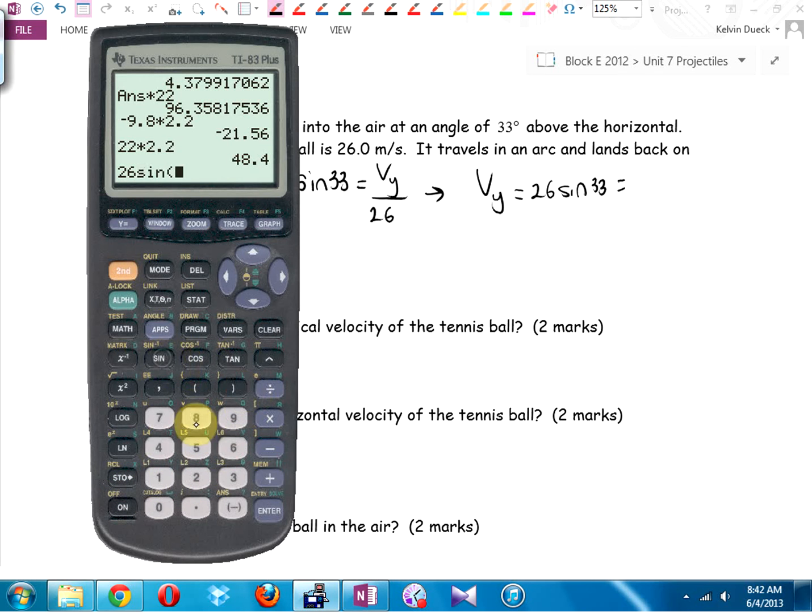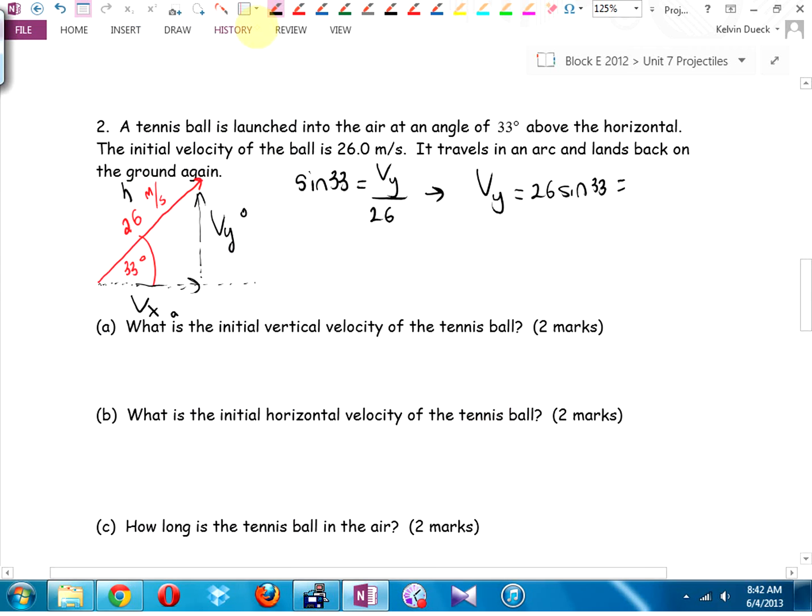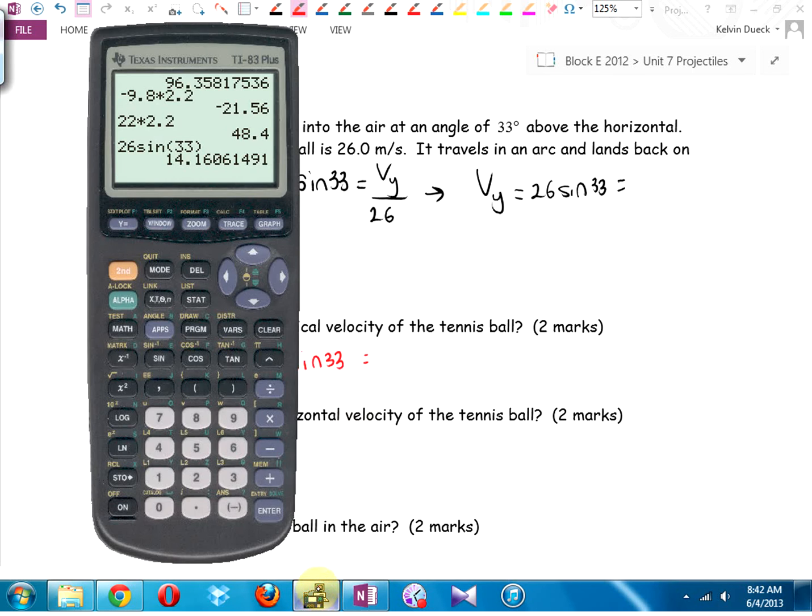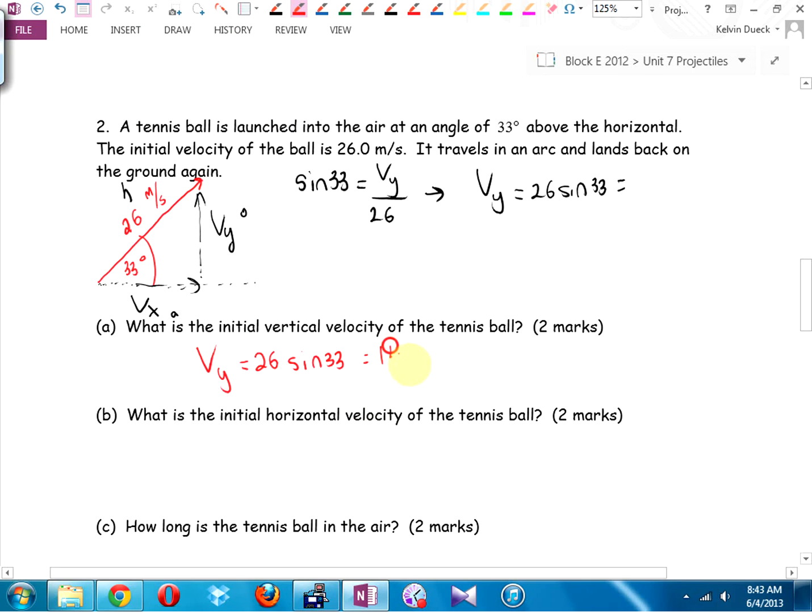26 sine 33, 14.2, which is what they want me to write here. So here, Vy equals 26 sine 33. If I see that, that gets you 1 mark. And I'm going to write 14.16, and then I'll round off to 3 sig figs. 14.16, which is 14.2 meters per second. I would give you 1 mark, and then 1 mark. If you said 14.16, though, I'm not being fussy on sig figs this year.